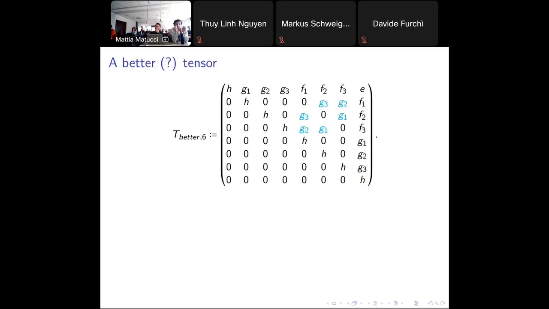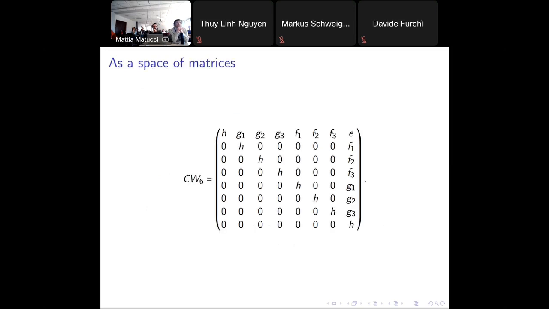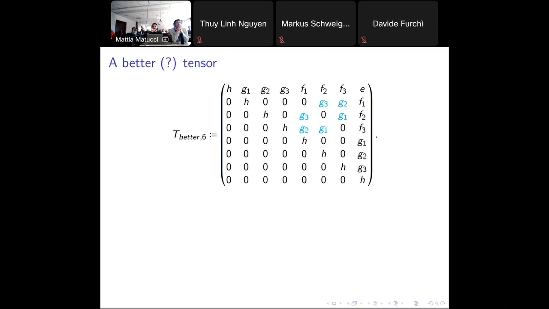And now comes the punchline of yesterday's talk. I give it to you today. Here's a new tensor. It looks just like that one, except I added the blue. There were zeros there, and I stuck some non-zero stuff in. And in fact, just like the Coppersmith-Winograd tensor, this tensor has minimal border rank.